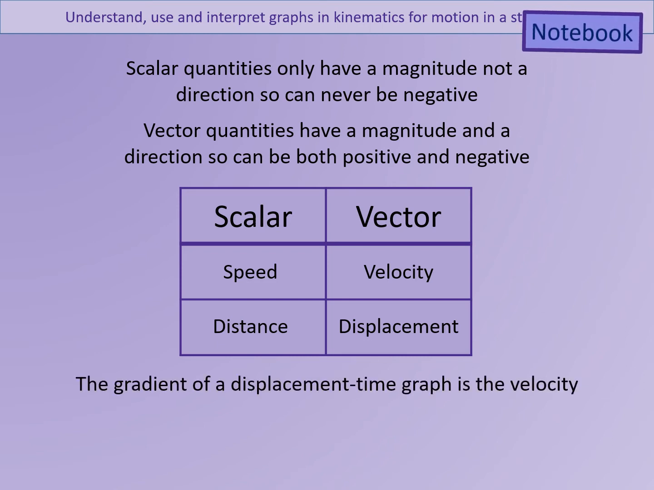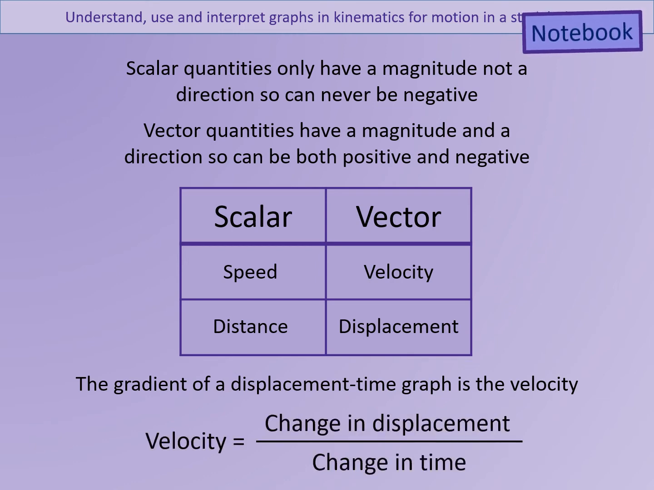We have seen that the gradient of a displacement time graph gives the velocity. We can also use this formula: velocity is the change in displacement divided by the change in time.